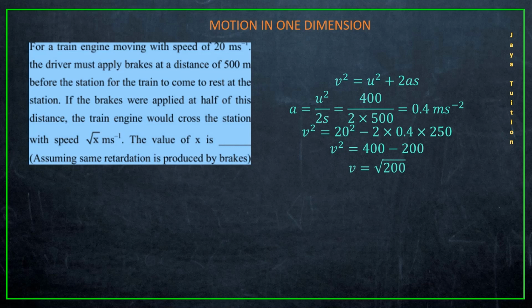We again use the equation v square is equal to u square plus 2as. Now the distance traveled by the engine is 250 meters. The deceleration is already known to us, 0.4 meters per second square. We determine the value of v, which is equal to square root of 200. The value of x therefore will be equal to 200.